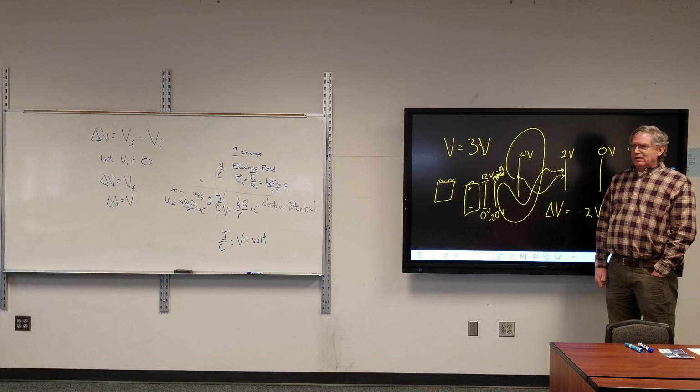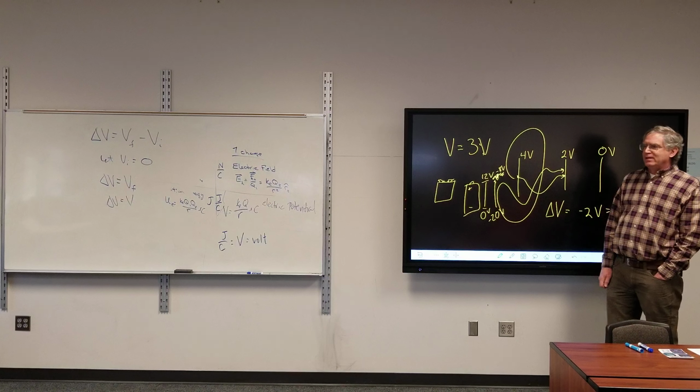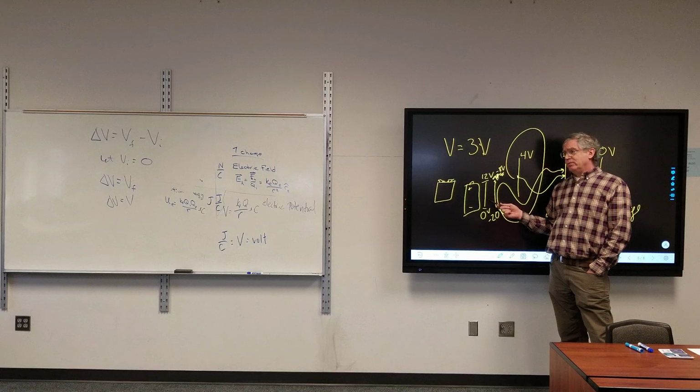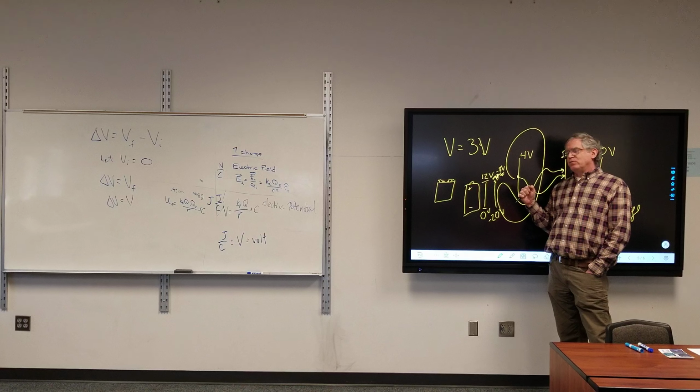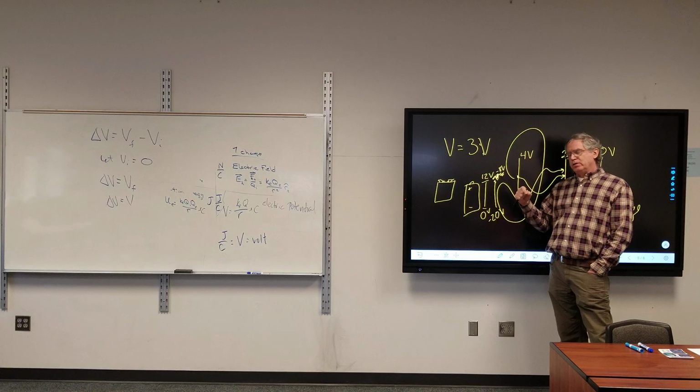If it's a 12-volt battery, all that says is that the positive side is 12 volts more than the negative side. Because when it comes down to pushing charge, the potential energy is not particularly important, it's the potential difference.